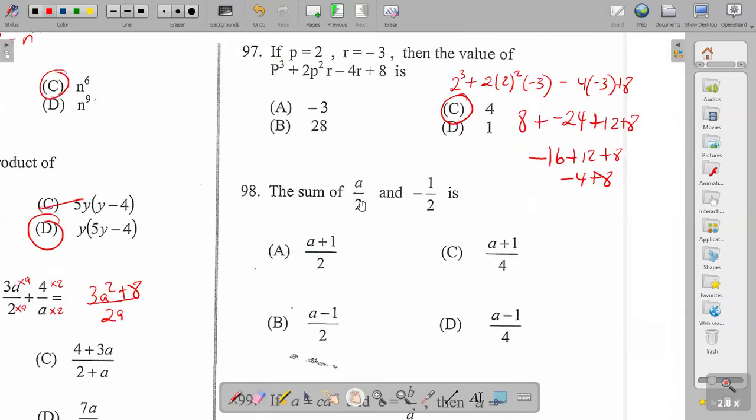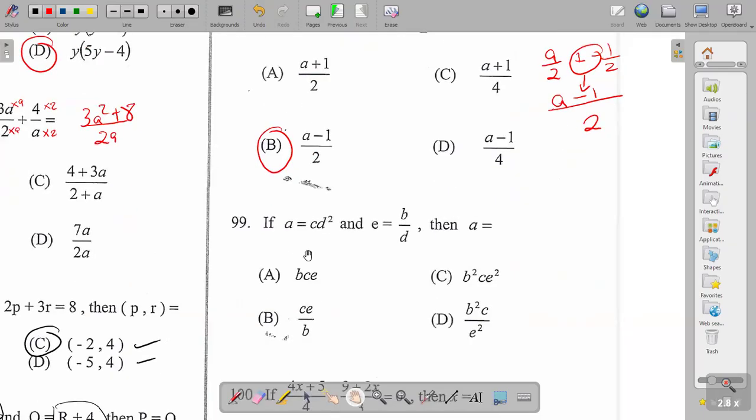All right, the sum of... so if I'm adding these two, a over 2 plus negative 1 over 2, they have the same denominators already. So that's just a minus 1, plus a positive and a negative is a negative.